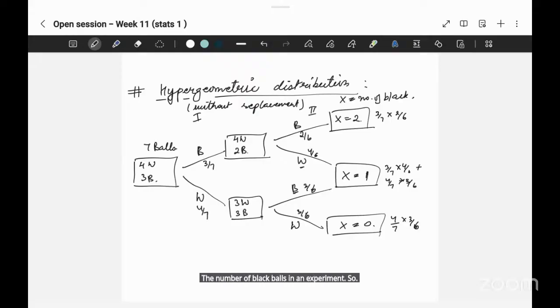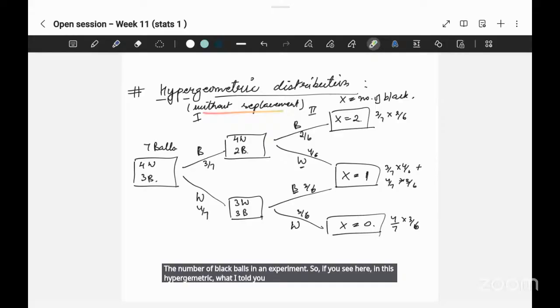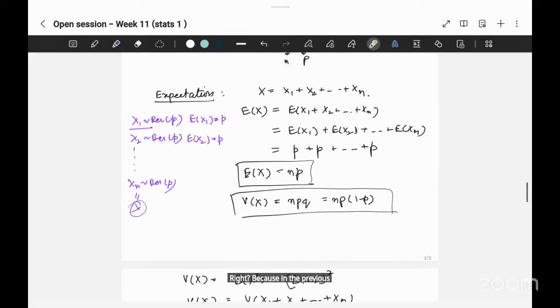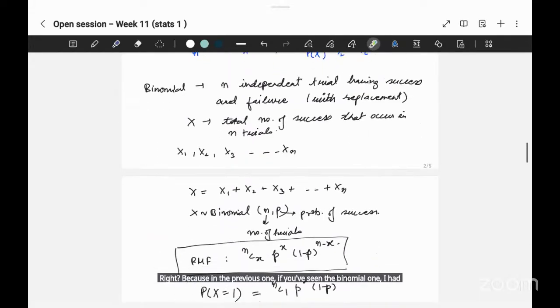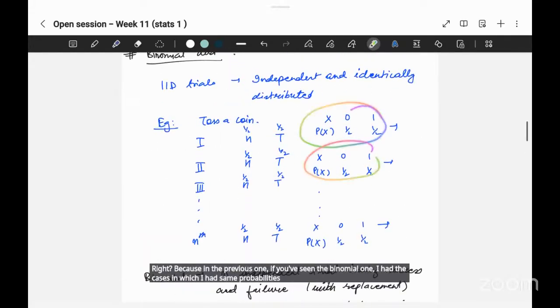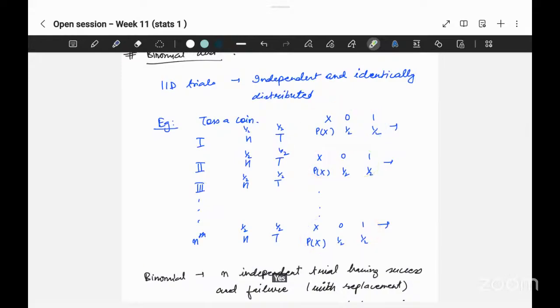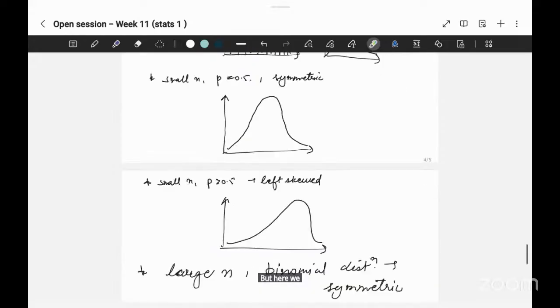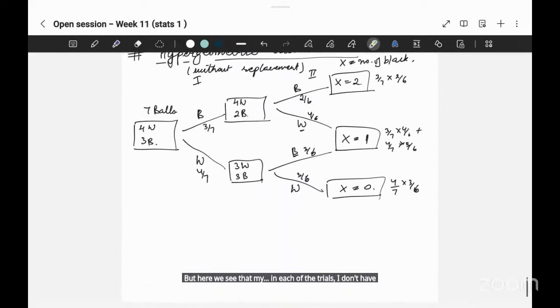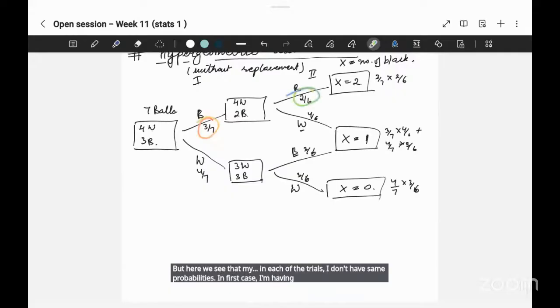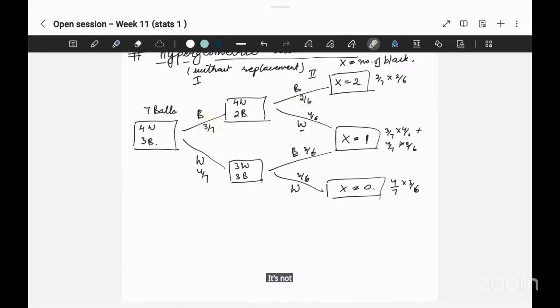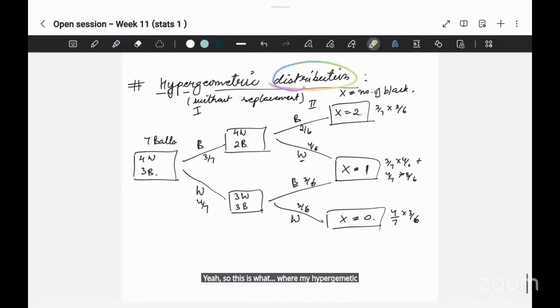So if you see here in this hypergeometric, what I told you is that I will be doing it without replacement, and for each of the cases my probabilities are not the same. Because in the previous one, the binomial one, I had the same probabilities for each of the trials. But here, in each of the trials, I don't have the same probabilities. In the first case, I'm having 3/7. In the second case, I'm having 2/6. It's not the same. Yes or no? Yes, ma'am. So this is where my hypergeometric distribution comes in.